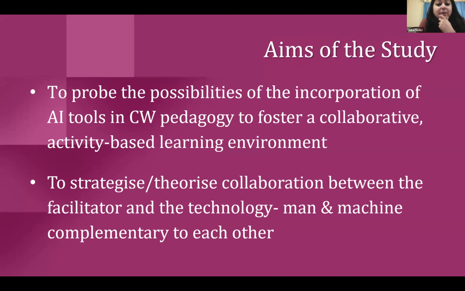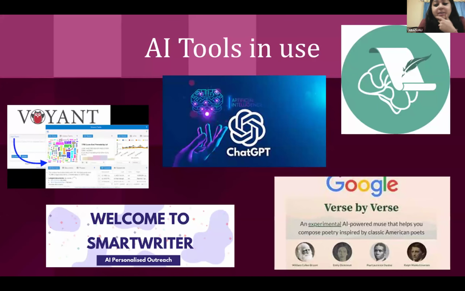The aims of the study include to probe the possibilities of incorporating AI tools in creative writing pedagogy to foster a collaborative, activity-based learning environment, and secondly, to strategize or theorize collaboration between the facilitator and the technology, where technology is not seen as a replacement of the facilitator. So it's not man versus machine, but rather man and machine complementarily working with each other. Now, these are some of the major AI tools in use, at least tools which my students personally use, like Voyant, Smart Writer, StoryLive, ChatGPT, Gemini, and Verse by Verse.